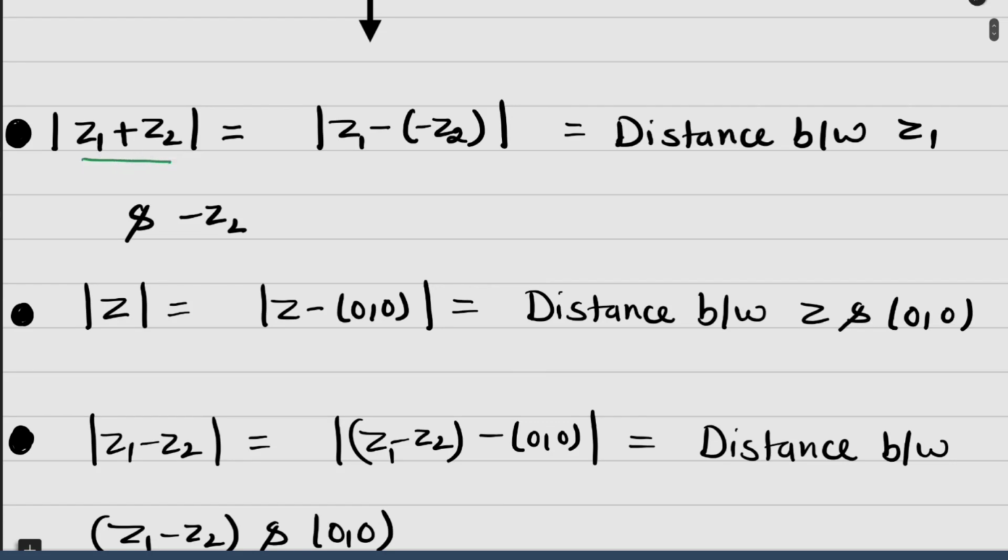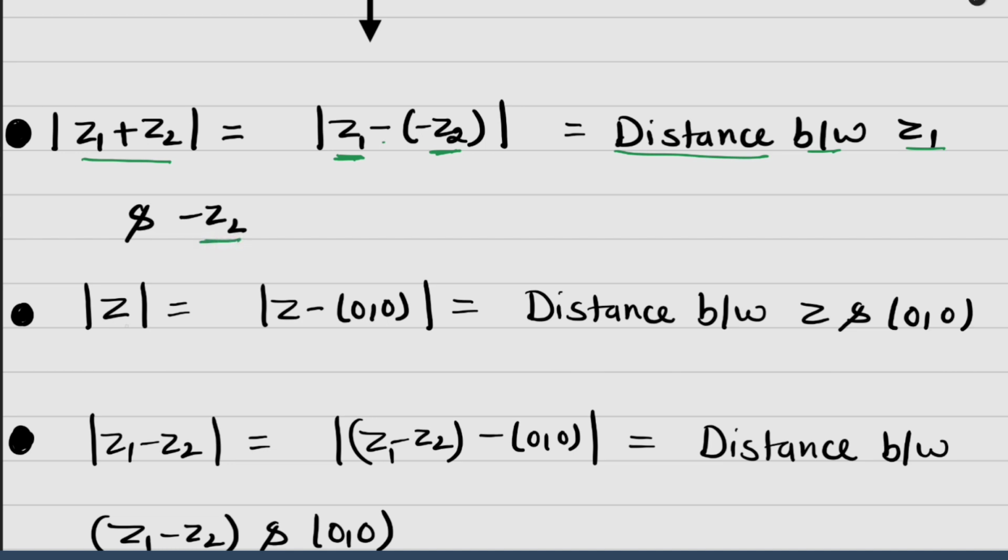If I write Z1 plus Z2, what does it represent? I can write Z1 plus Z2 as Z1 minus of minus Z2. I can write like that. So it is nothing but the distance between Z1 and minus Z2, which is also a complex number. So it is the distance between Z1 and minus Z2.